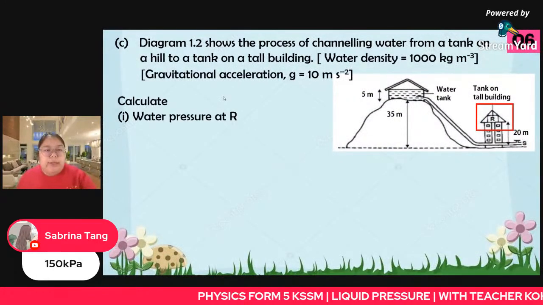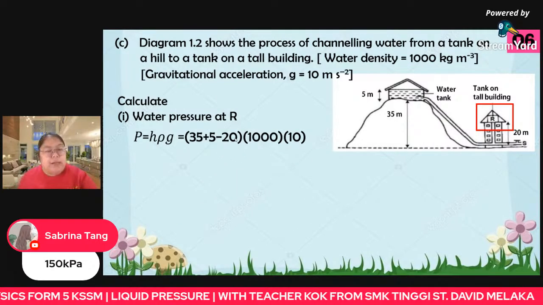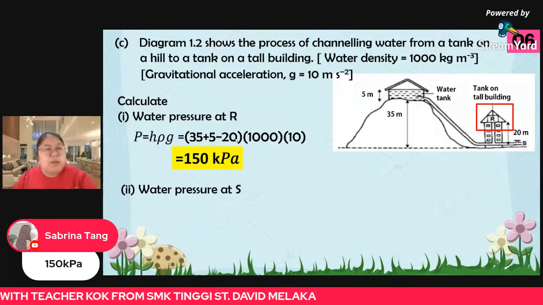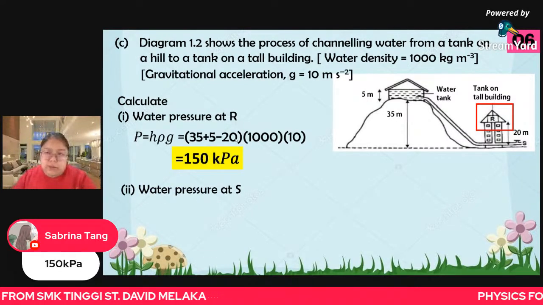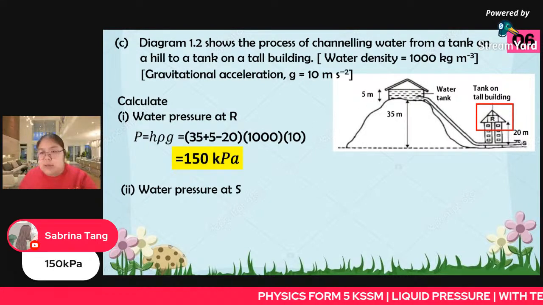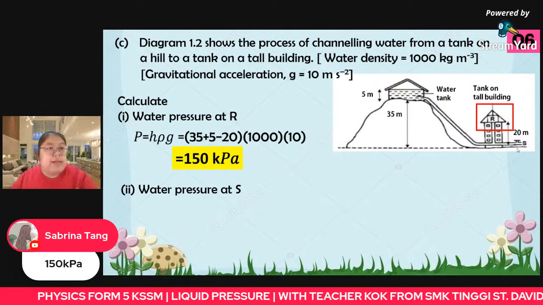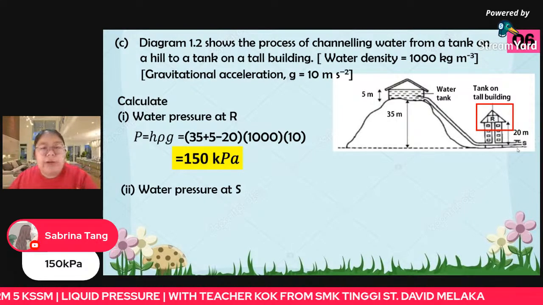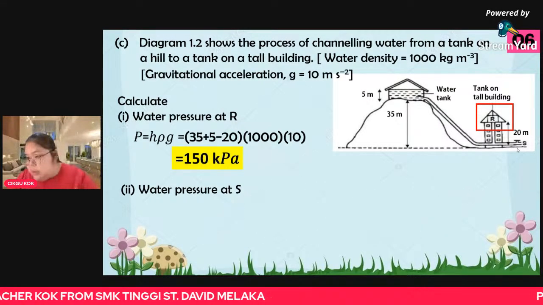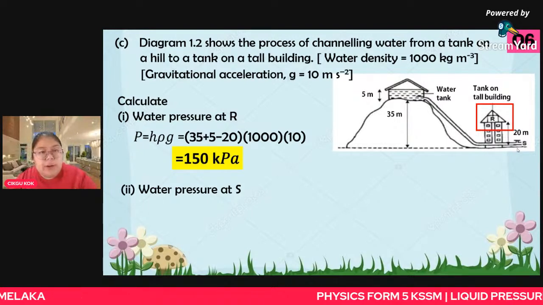Okay, again. Rho Hg, then 35 plus 5, then minus 20, become 150 kilopascal. So this one, water pressure at the S. Okay, where is the S? Okay, S is here. So from here, they ask you what is the pressure at the S. So you can straightforward type for me. Okay, just now got answer already. All correct. Just now the question 150 kilo because I never change about the gravitational.